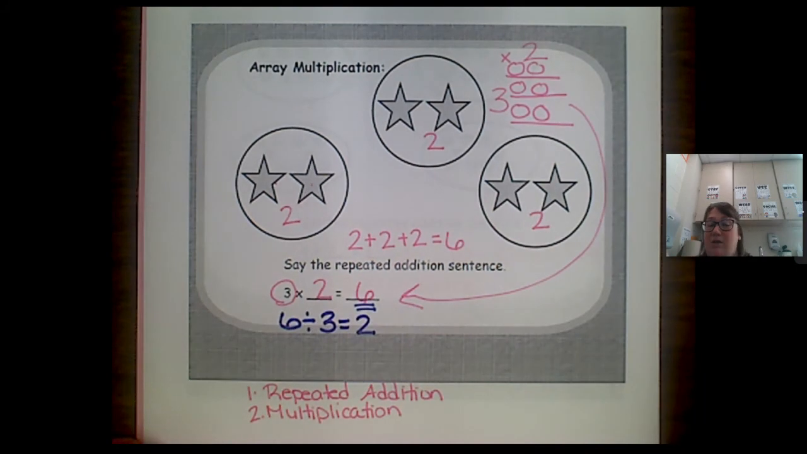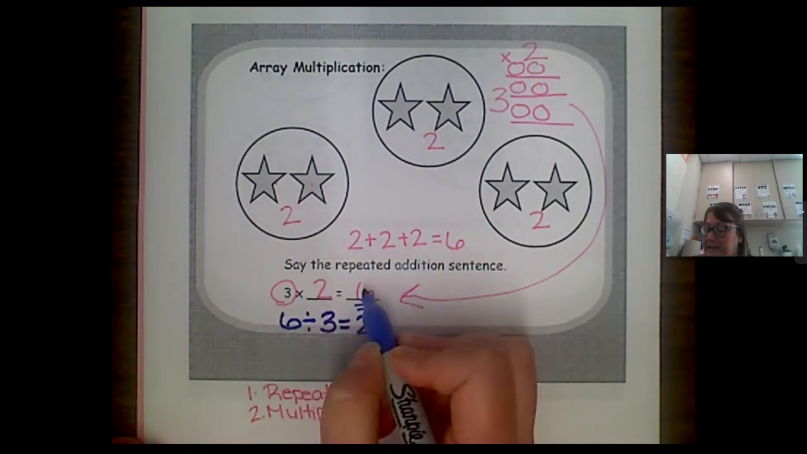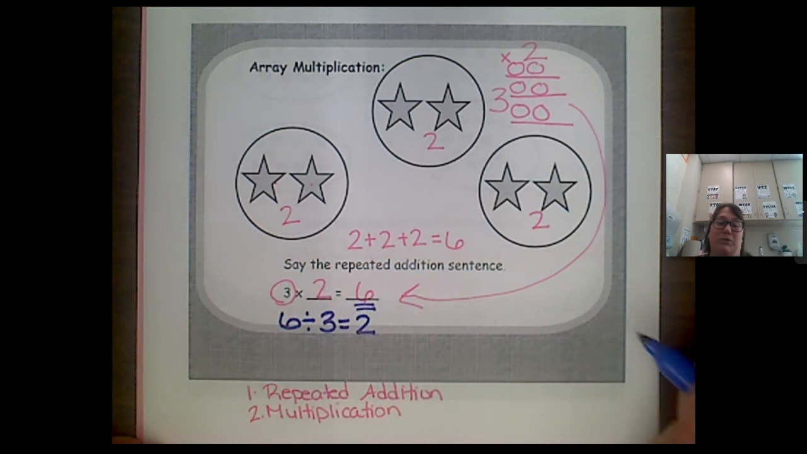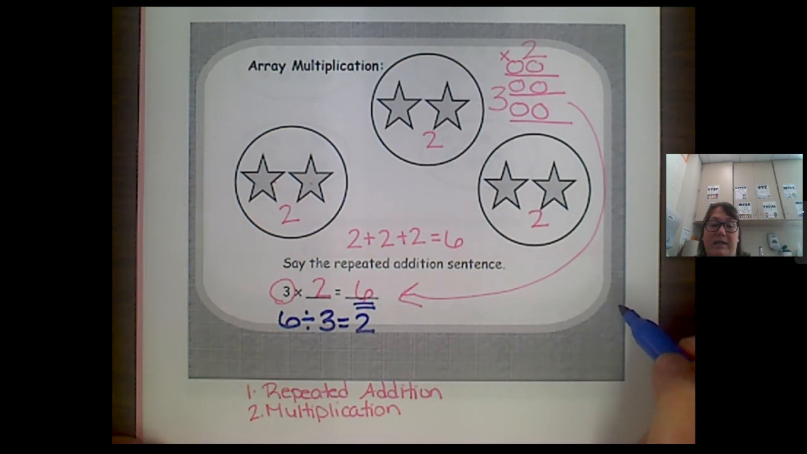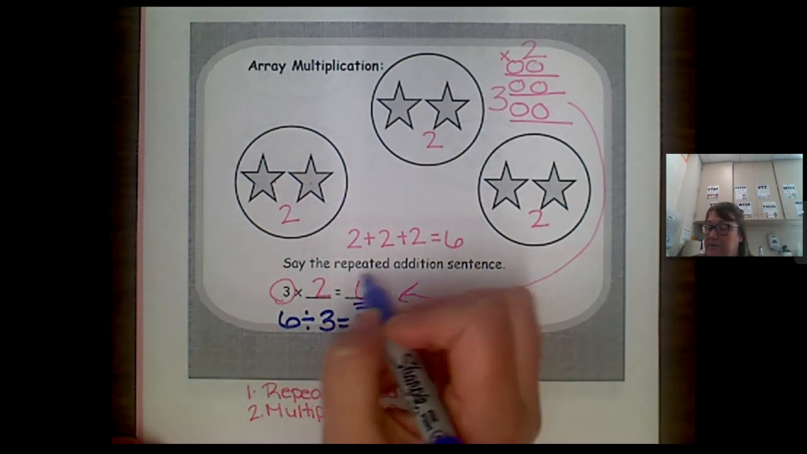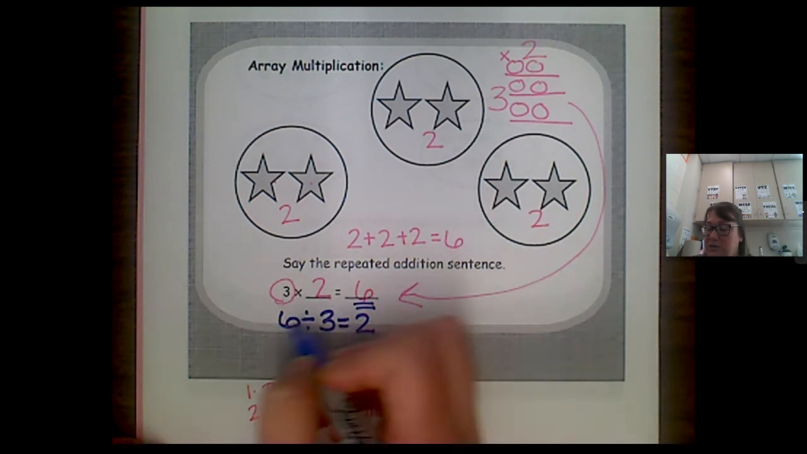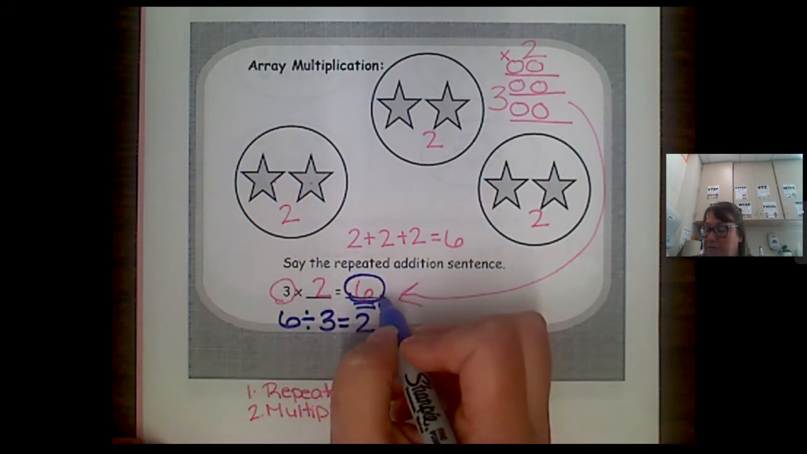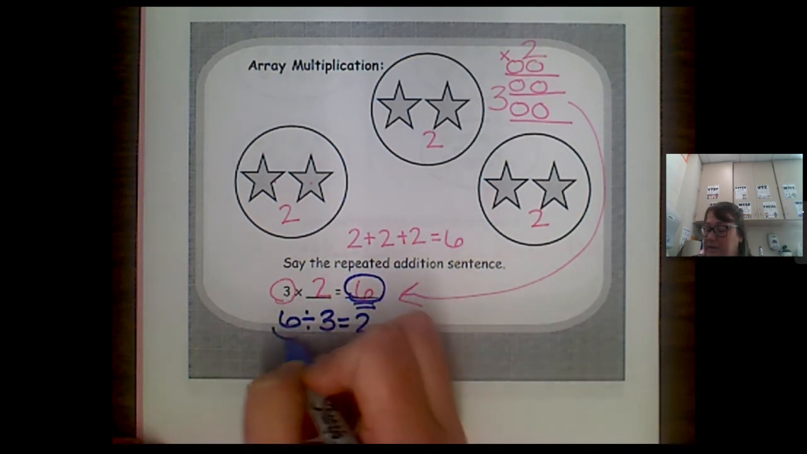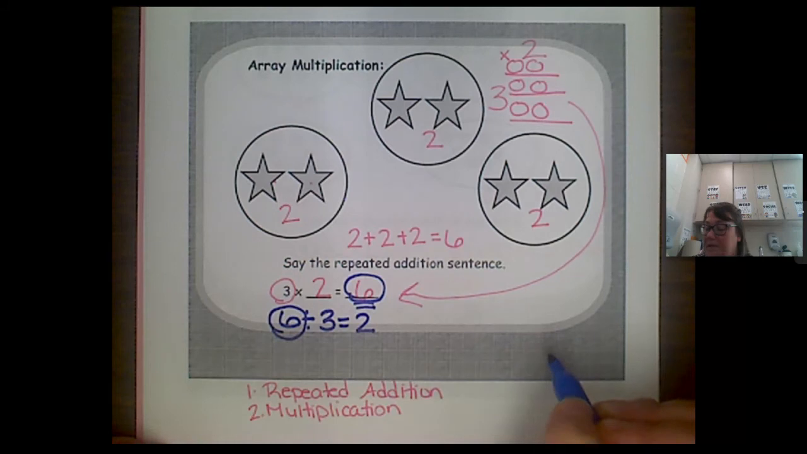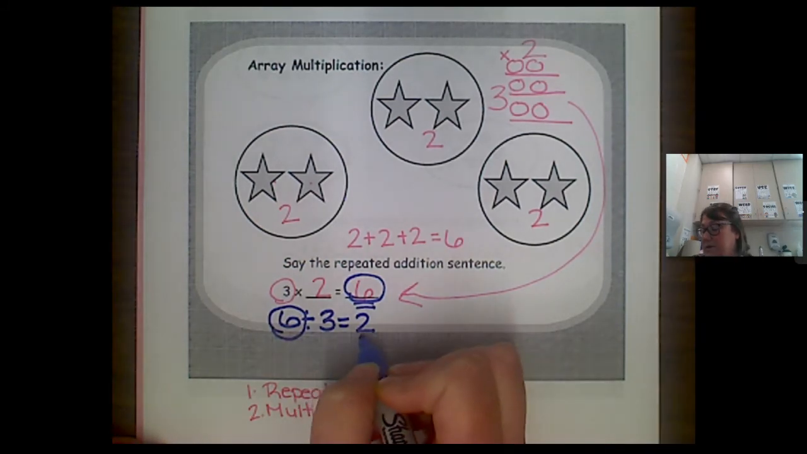Okay, so if we look, we have the same numbers, 6, 3, 2. So this just shows you how closely related multiplication and division are. When we multiply, we're looking for the total. When we divide, we start with that total. And then our other 2 numbers that we end up with are the factors.